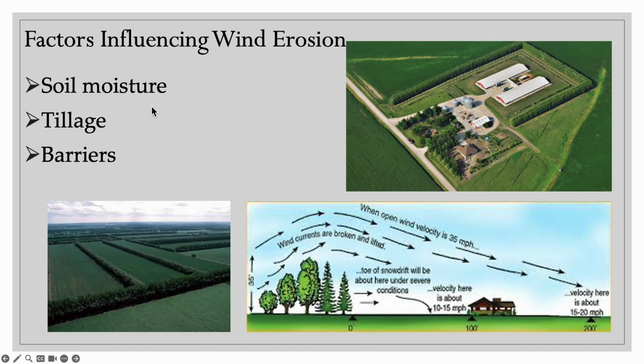Some of the factors that are going to influence wind erosion are things like soil moisture. If the soil is moist, water is heavy, and so the wind can't pick that soil up, even that little soil particle, because it is heavier than the ability of that wind to pick it up. Tillage is going to influence that because that's going to change our soil structure. And then we want to put barriers around.